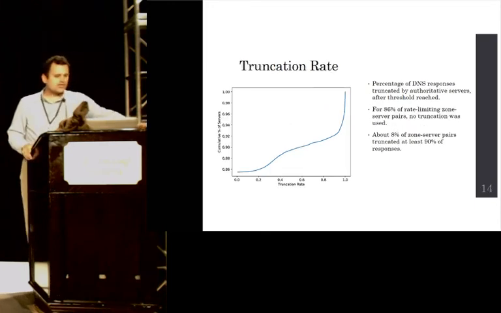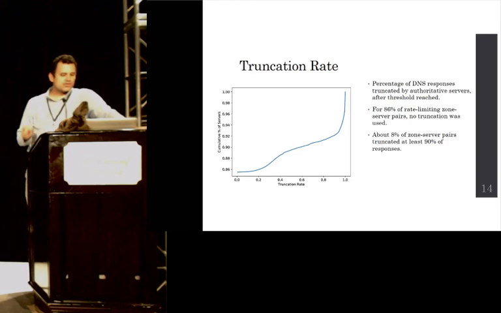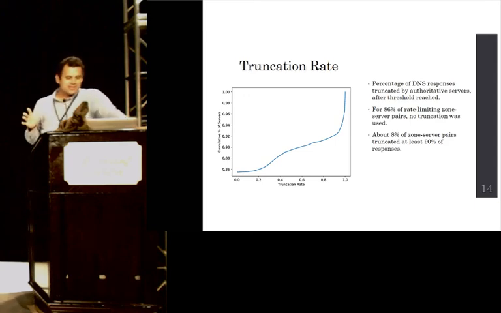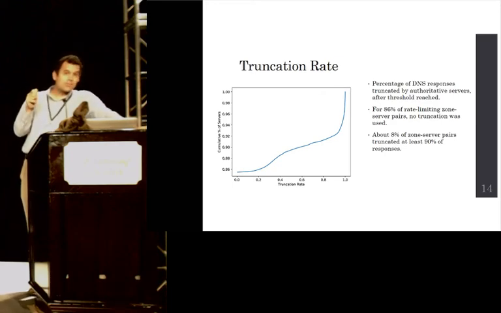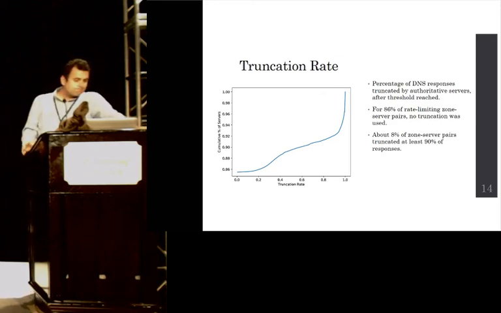And this is the truncation rate. So this is the percentage of DNS responses truncated by the authoritative servers after the threshold has been reached. So for about 86% of these DNS servers and for the zones for which we were comparing, there was no truncation used. But this also includes those that weren't responding. Does this include those? I believe, no, this does not include those that were not responding. They actually stopped responding at all. Excuse me, they were responding but without truncation.